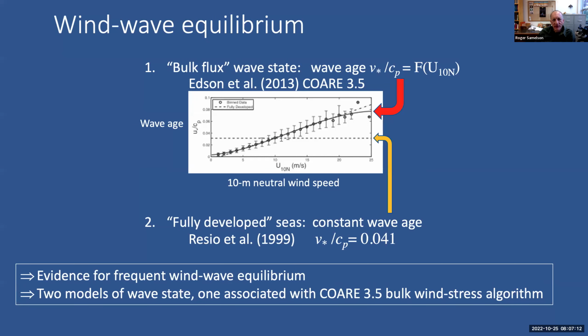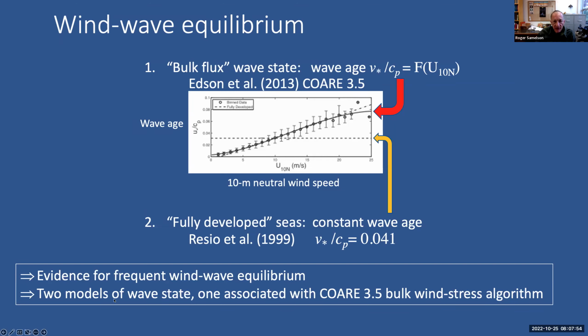So the idea of wind-wave equilibrium seems like a reasonable starting point from a theoretical point of view anyway, but there's actually evidence that it's fairly frequent in the ocean. The number one here, and the figure comes from the Edson et al. COARE 3.5 bulk flux algorithm paper. What you see there is the relation that they found in the calibration data for that bulk flux algorithm between the wave age and the 10-meter neutral wind speed. And the wave age is the air friction velocity divided by a phase speed representing something like the peak of the wave spectrum.